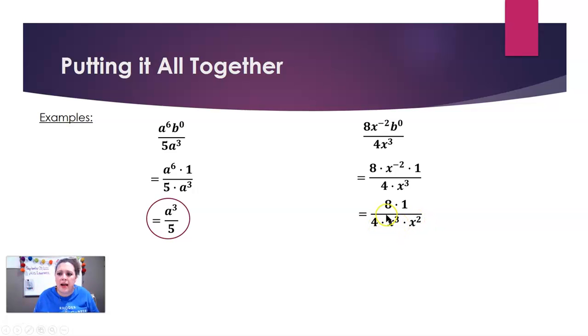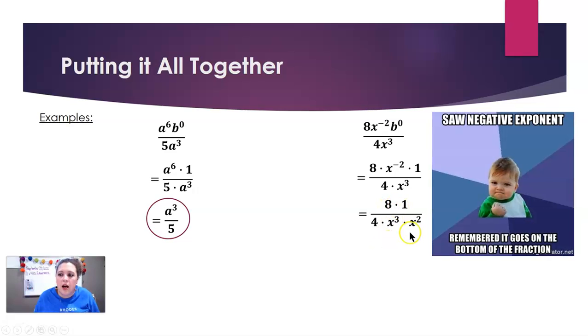So now I'm going to simplify. Can we take 8 times 1? Yes. Oh, I forgot about my little guy coming up. Yes, so we saw the negative exponent. Remember, it goes on the bottom of the fraction. Yep, we did that. So 8 times 1 is 8.